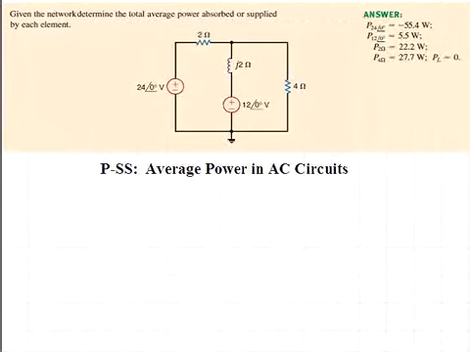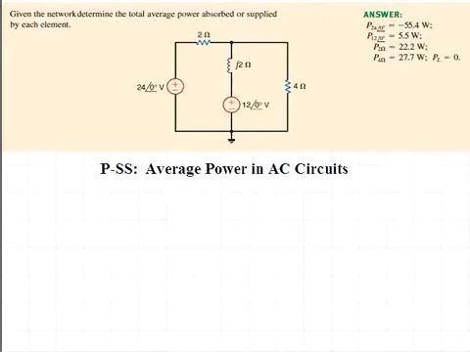This is Learning Assessment Problem 9.5. The problem-solving strategy here will be that of average power in AC circuits. We are given this network and requested to determine the average power absorbed or supplied by each of the elements in the circuit. We have 3 passive elements and 2 voltage sources.